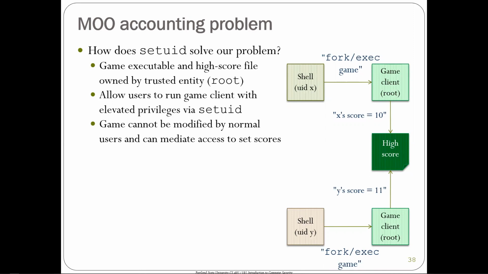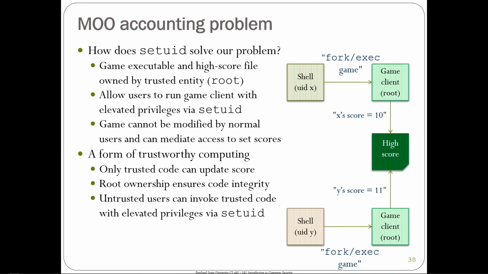Okay. This is a form of trustworthy computing because you're trusting that the game client code is going to act faithfully in the way you expect. And then the elevated privilege access is going to be done through the game client code correctly. The fact that this game client is owned by root ensures code integrity, right? I don't allow UID X or UID Y to modify that game client.